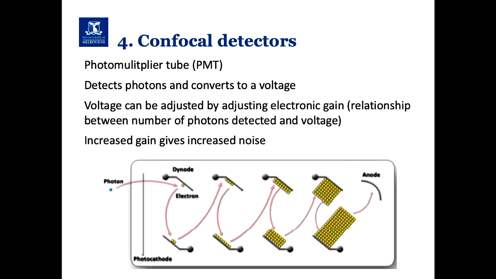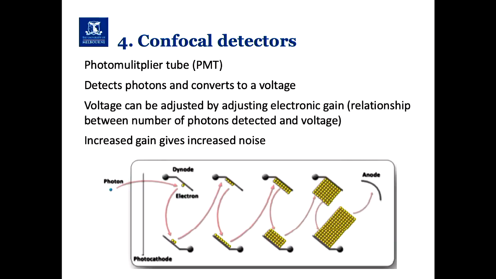This is a schematic of what a PMT looks like. We have a photon coming in, it hits a photocathode, which converts the energy from the photon into an electron. We then have a series of diodes that basically amplify up that signal before we read out the signal at the end on what's called an anode.